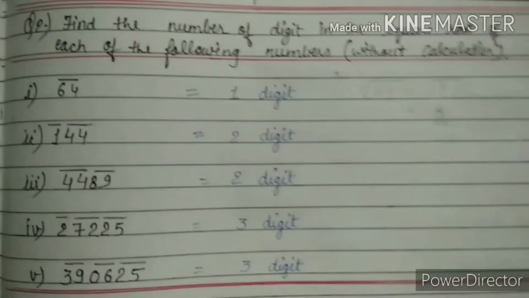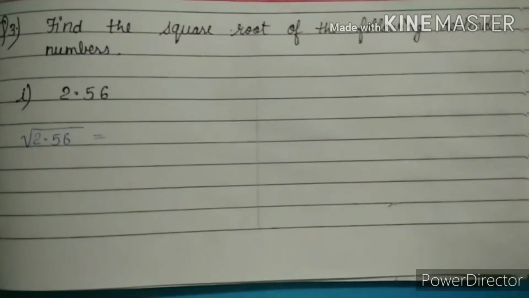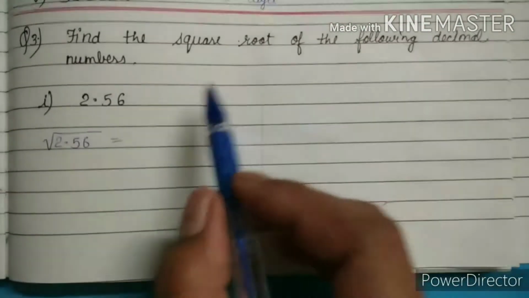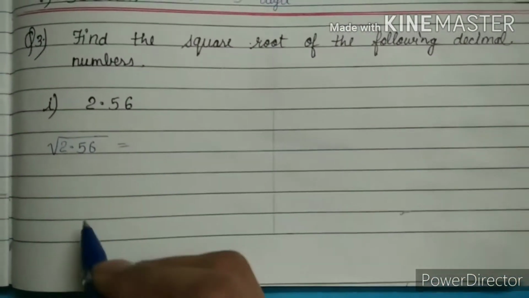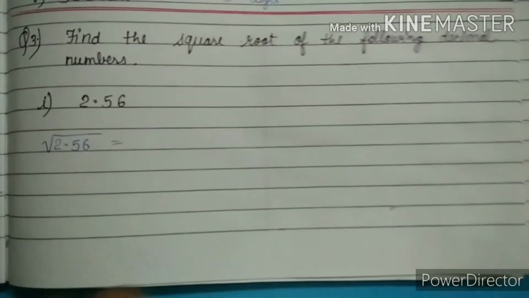Okay, now question number 3 is: find the square root of the following decimal numbers. It means now they have given us decimal numbers and we have to find the square root of them. Okay, so we have 2.56.